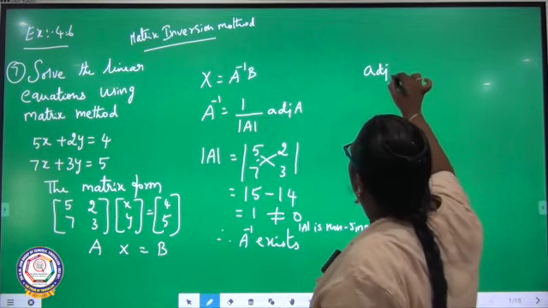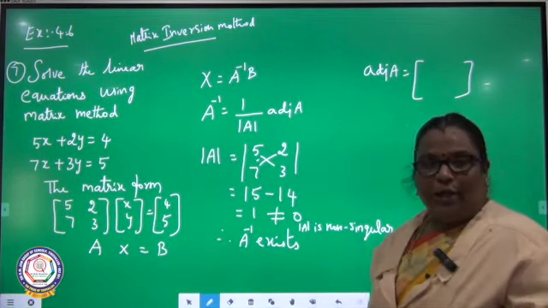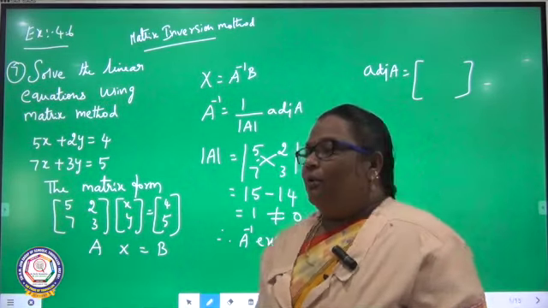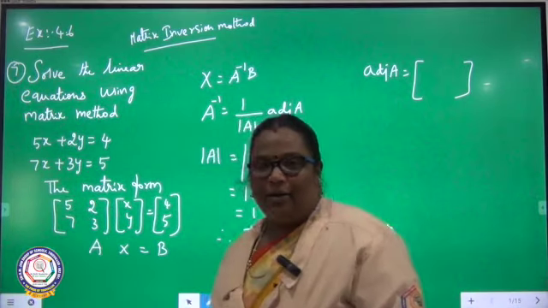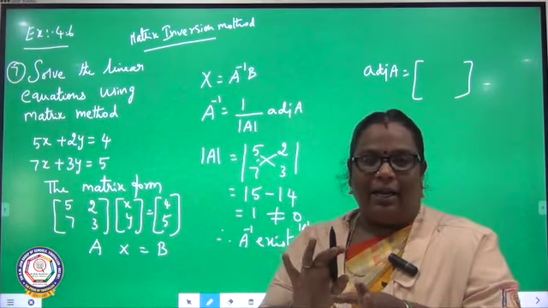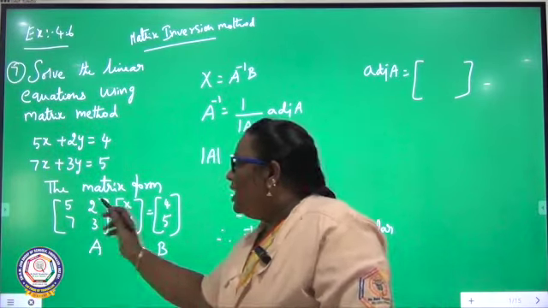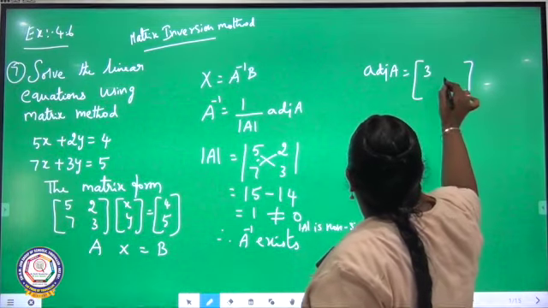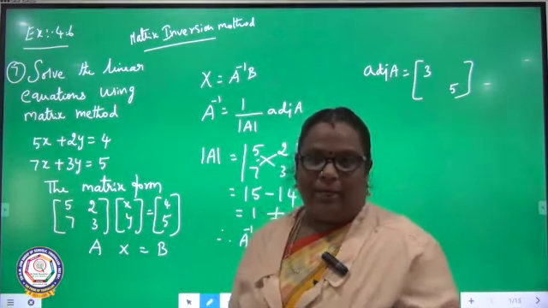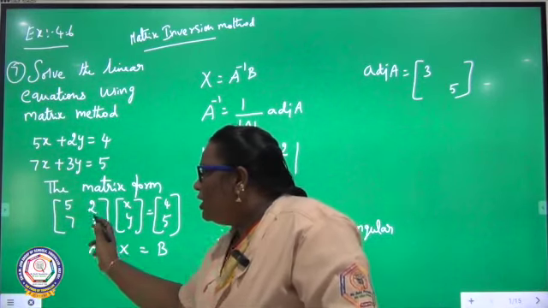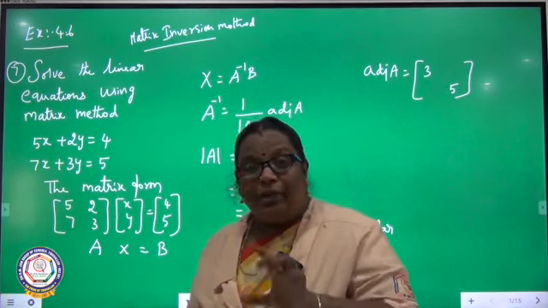Adjoint A is a 2 by 2 matrix. You know very well, I already told the shortcut method to find the adjoint of a 2 by 2 matrix. Interchange the leading diagonal and change the sign for the subdiagonal. It is applicable for a 2 by 2 matrix. See, you interchange the leading diagonal 3, 5 and change the sign for the subdiagonal.